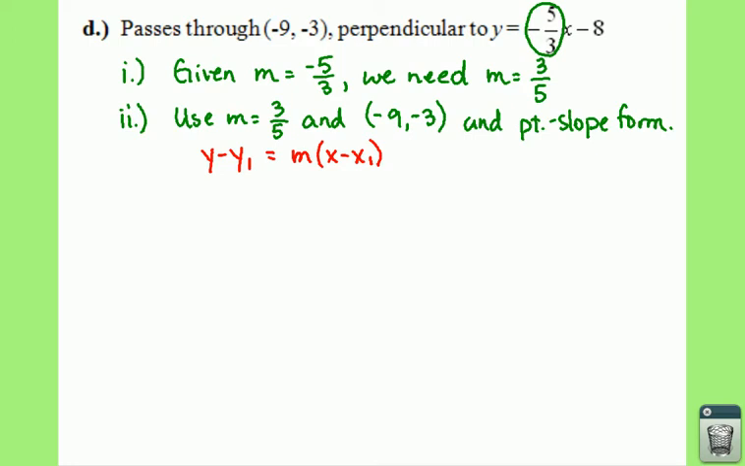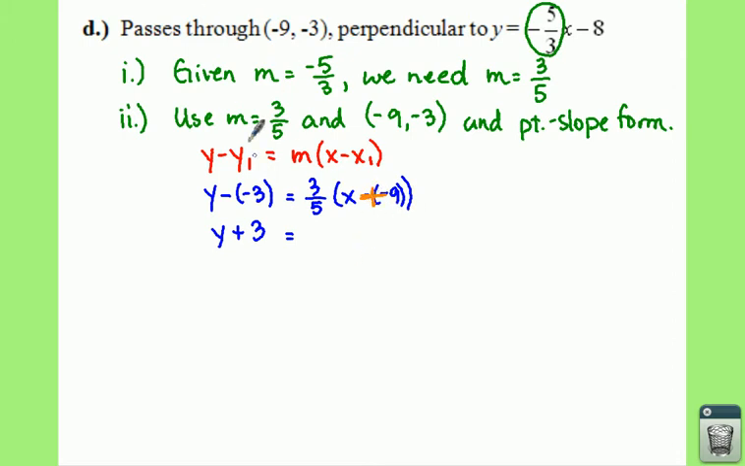So if we plug these values in, we're going to have y minus a negative 3 equals 3/5 times x minus negative 9. And we just simplify from here. So we're going to say y plus 3 equals, now this becomes an x plus 9 inside parentheses, because you have minus a negative.